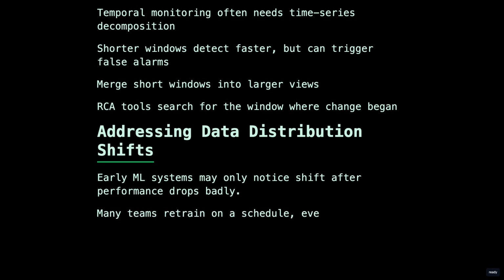A common response is scheduled retraining: monthly, weekly, or even daily. The hard part is choosing that cadence well, because too much retraining wastes effort and too little lets the model drift into poor performance. Many companies still choose that frequency by judgment rather than measured evidence.